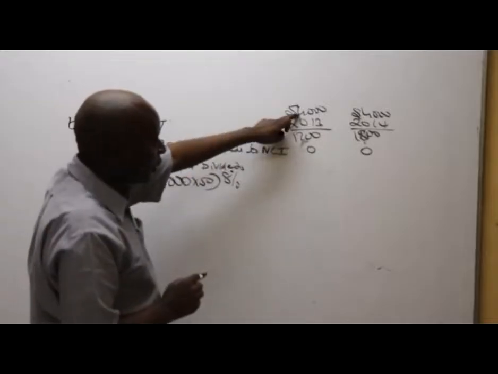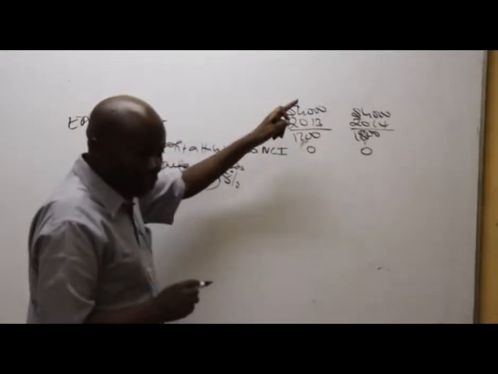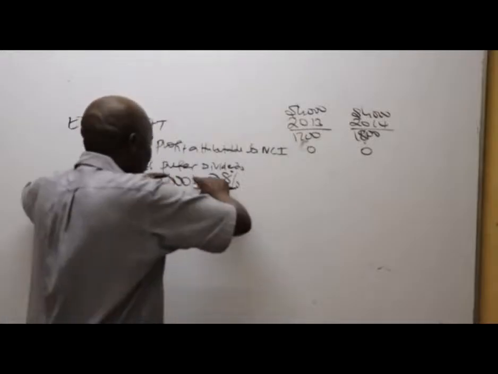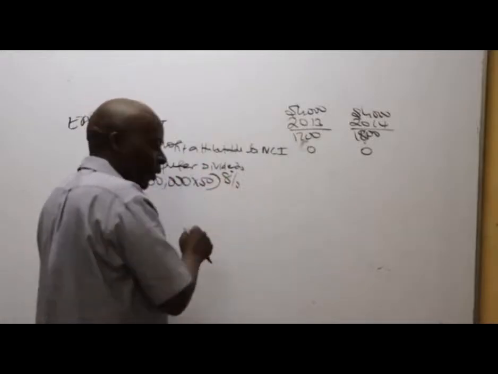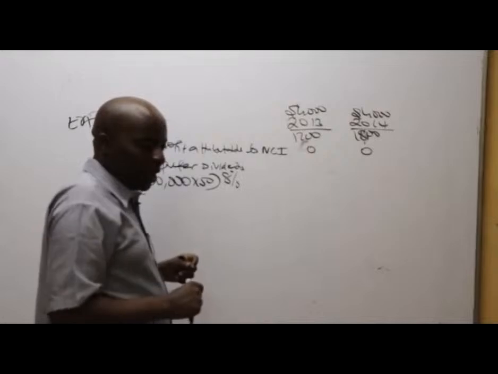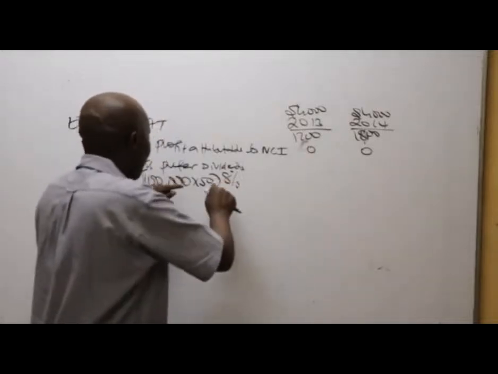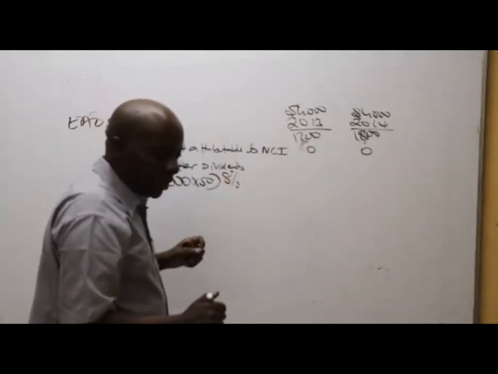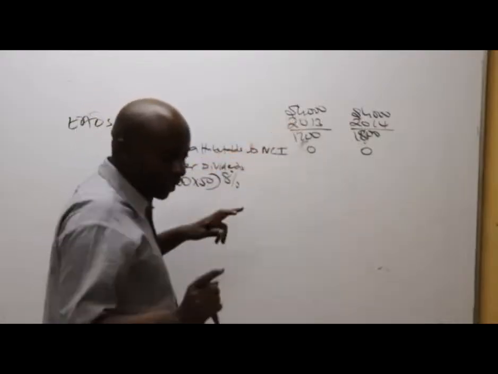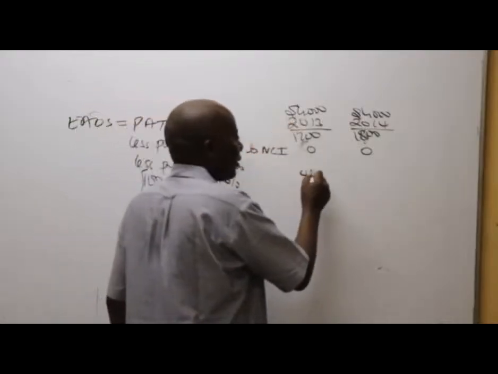My figures are in shillings thousands. So in this case, what is 8% of the 5 million? Remember, my figures are in shillings thousand. Please cut 3 zeros. So it's 400.